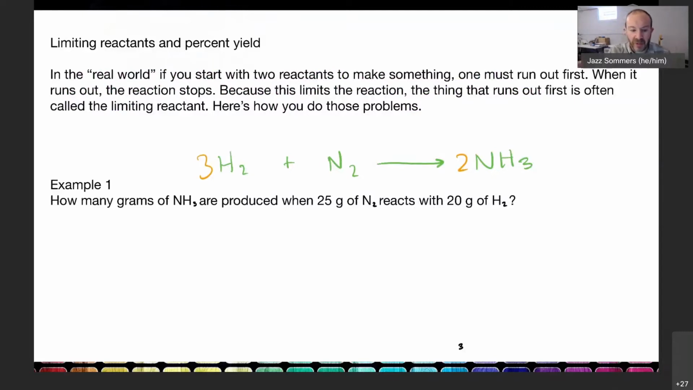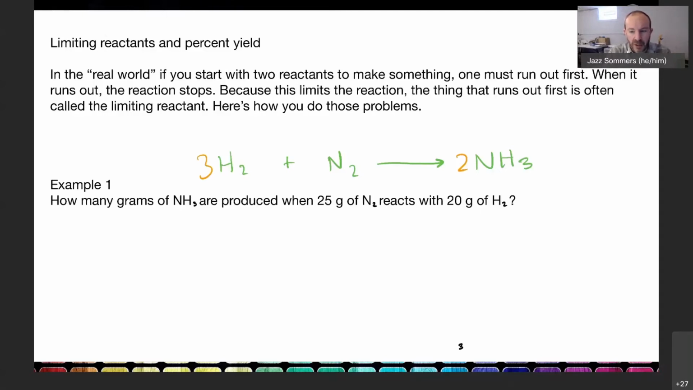you have unlimited resources. So if I gave you one number, you're assuming that will be the thing that runs out first. But of course, in reality, if you're going to take two or three or four things and mix them together to do a reaction, one of those things runs out first. And the thing that runs out first, we call the limiter or limiting reactant. It limits how much of a particular thing you can make.